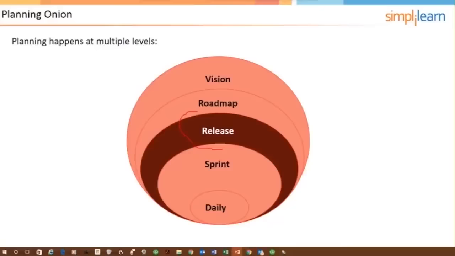And then for each sprint, we will be pulling user stories from the release that we're working on. A release is likely going to take multiple sprints. And then the sprints are populated by the individual user stories, which are then disaggregated into tasks. And we do the daily scrum, which is the daily level of planning and coordination. So we call that the planning onion.